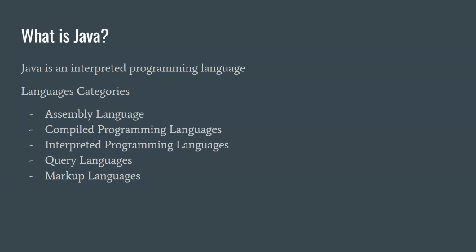So what is Java? Java is basically an interpreted programming language. What do I mean by Java being an interpreted programming language? To explain that, we need to briefly discuss language categories. The categories can be divided into 5. There's assembly language, compiled programming languages, interpreted programming languages, query languages, markup languages.